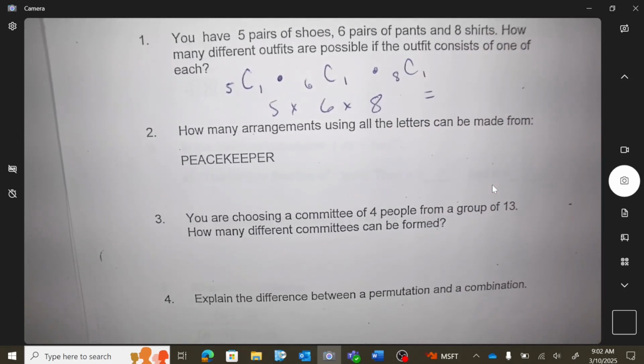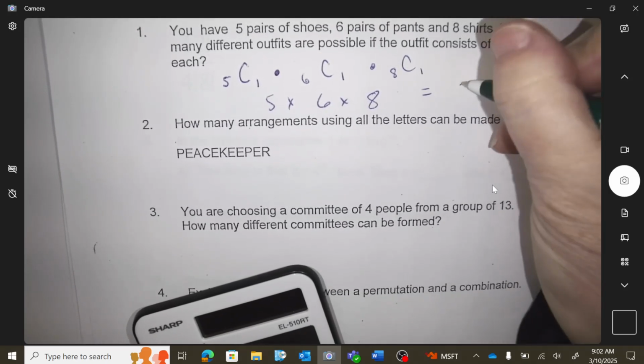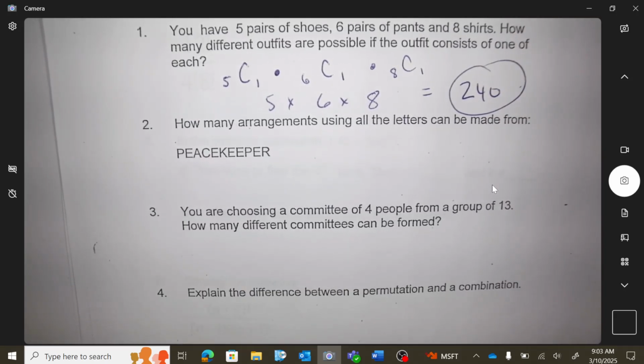Okay, but just be careful, because what if this was a sandwich and you had 8 meats and you got to choose 2 meats to put on? Okay, so then that wouldn't be just 8. Okay, and yes, you have your calculator for the whole test that I will be giving you.